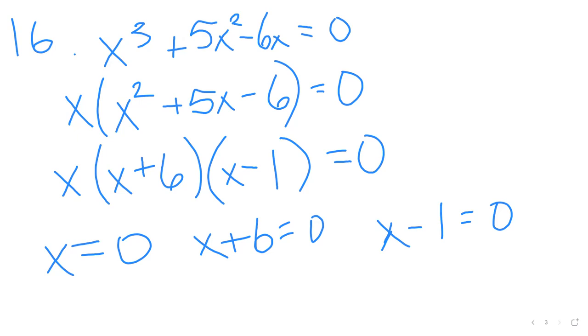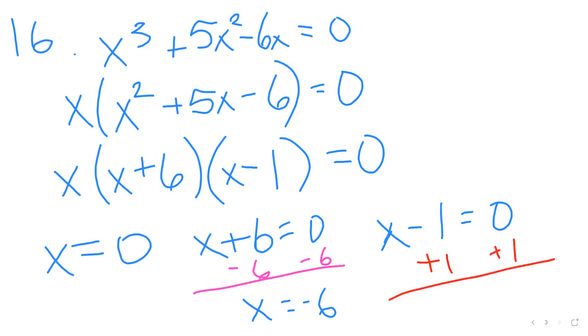By subtracting 6 on both sides here, that's going to leave us with x equals -6. And by adding 1 to both sides here, that would leave us with x equals 1. So all of our solutions together, 0, -6, and 1 in this case.